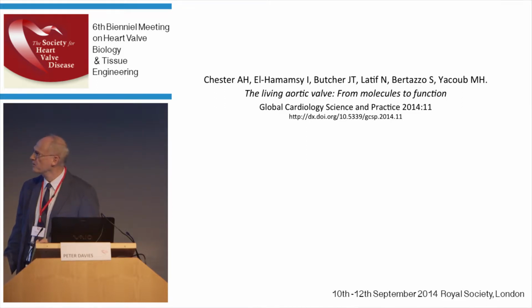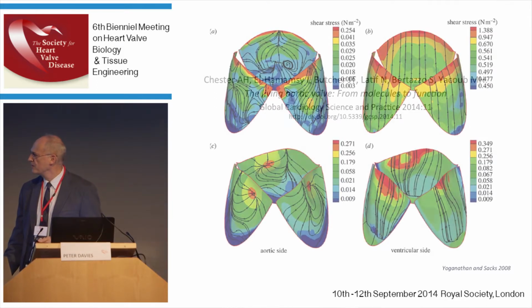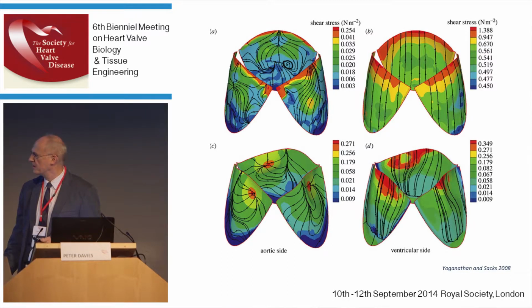So let's explore that a bit more. As you know from lovely work from both Ajit and Mike Sachs, defined and modeled very nicely that the two sides of the heart valve, the aortic valve, have very different hemodynamics. So here are the parallels. Here is the aortic side of the valve at two phases of closure and opening of the valve.